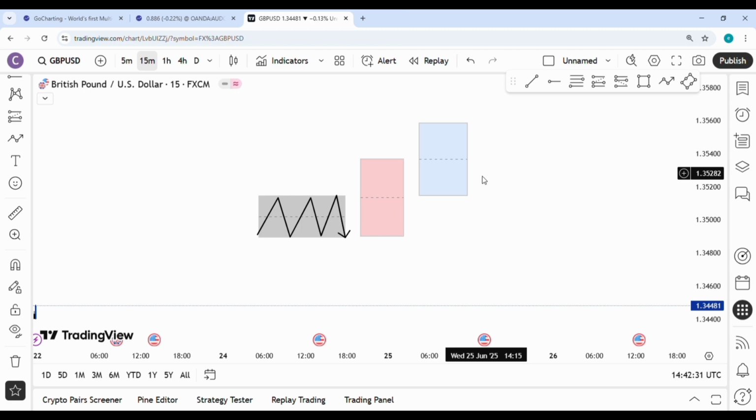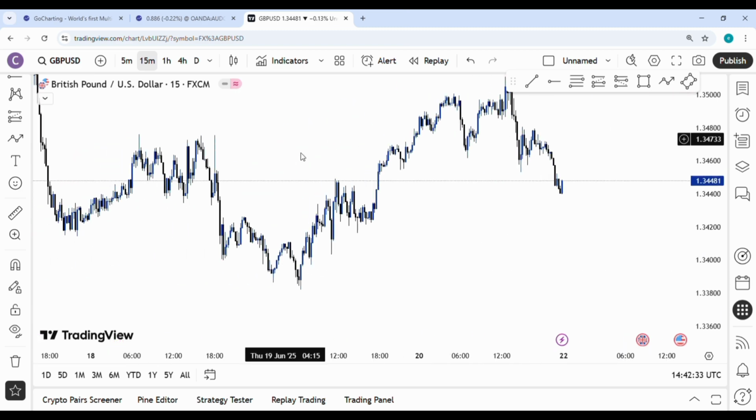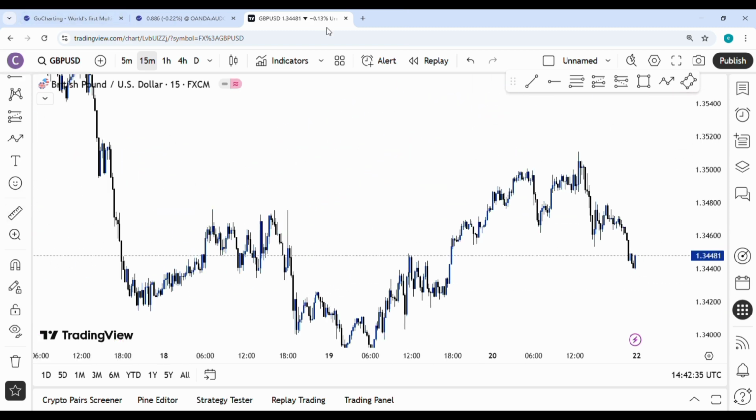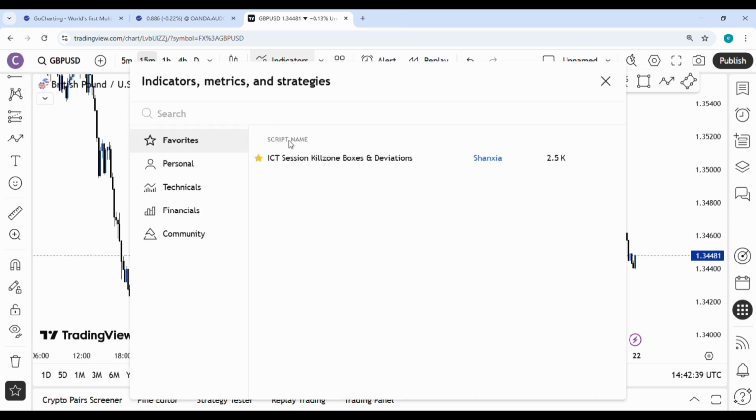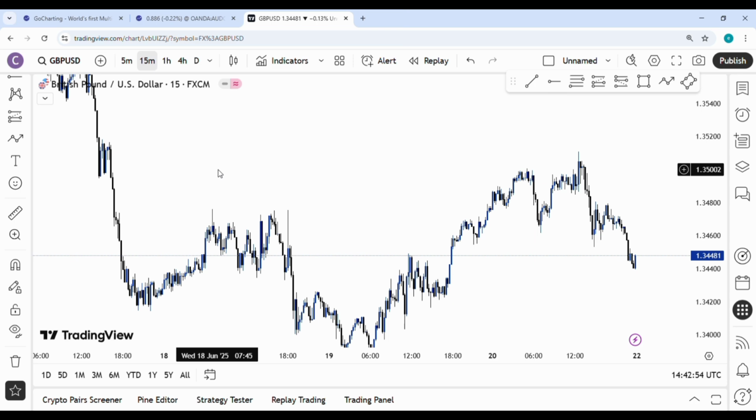So now diving into the market, I'm going to teach you guys how to get the indicator. You go to the indicator bar and you search ICT Session Killzone Box and Deviation by this particular man here. After that, you can put it in your favorites, or you can test this strategy and backtest it to see how it is going to work for you.